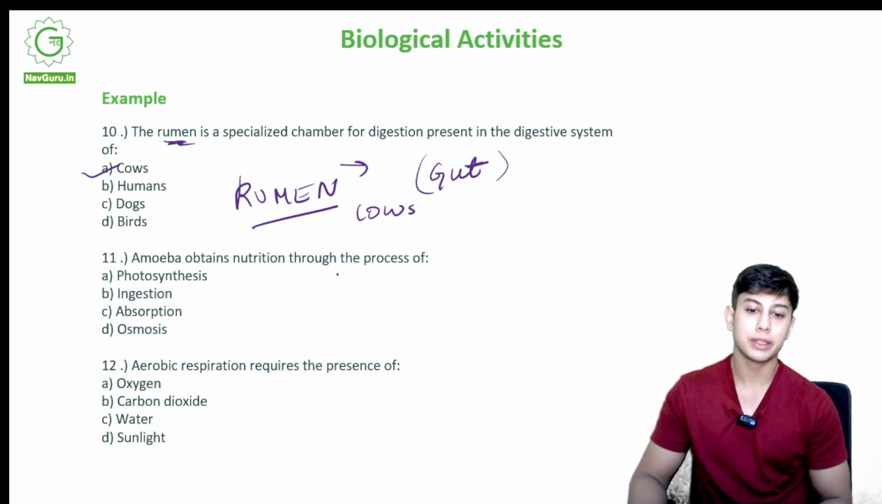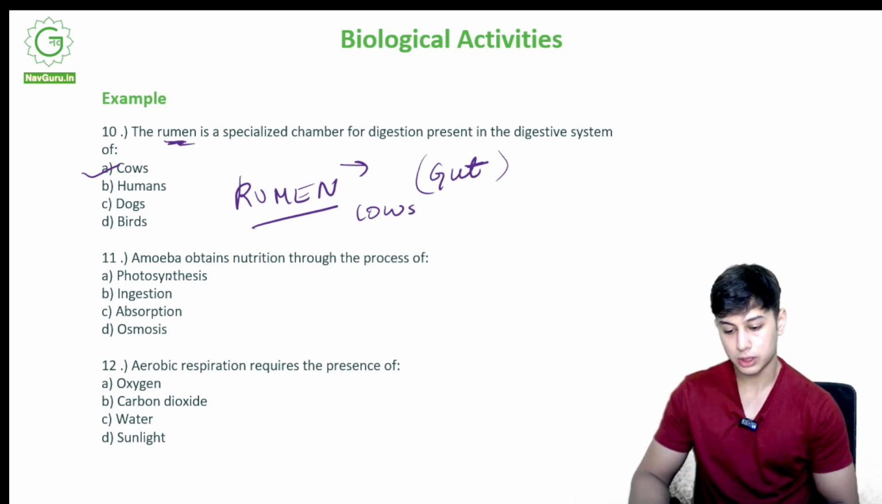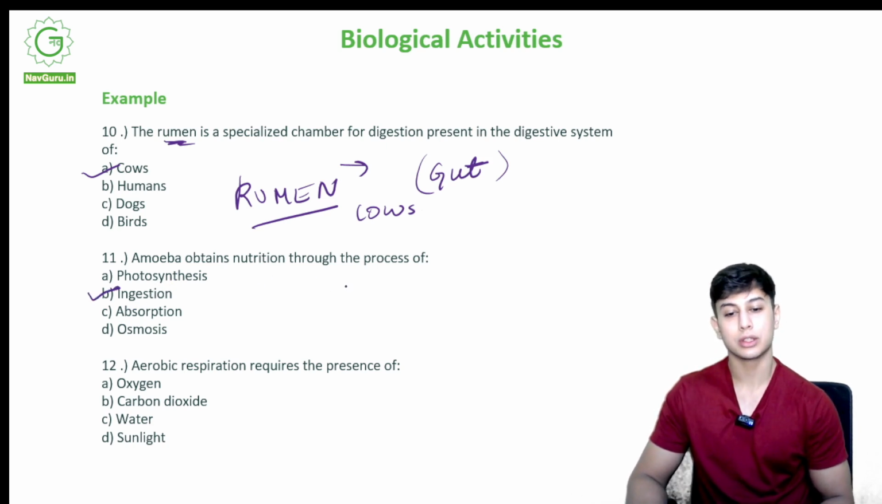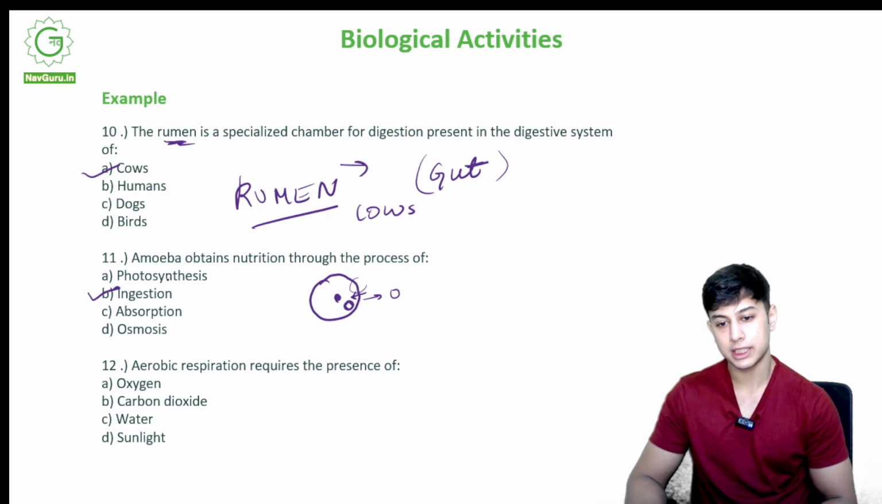Amoeba obtains nutrition through the process of photosynthesis, ingestion, absorption, osmosis. It does it through ingestion. So amoeba, right, supposedly this is the amoeba, there is a food particle, it will come close to it and it will allow it to pass through its membrane inside where it will be digested. So it is ingestion.